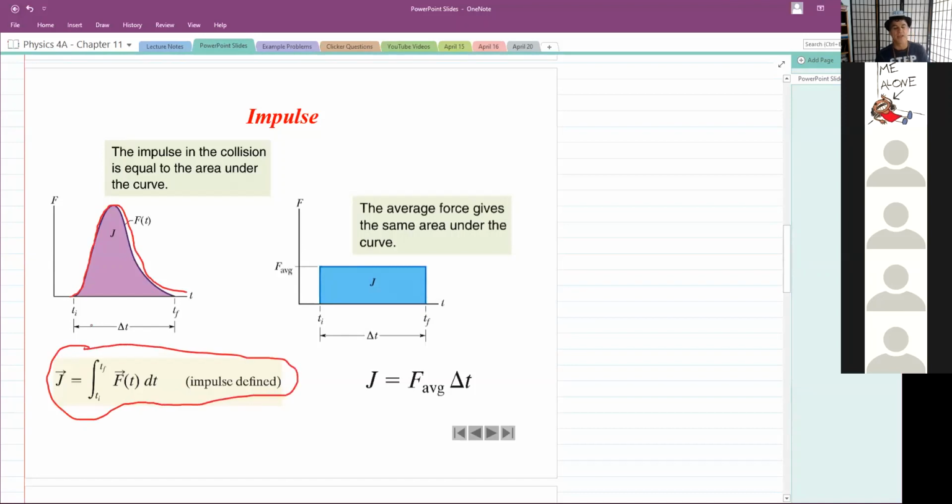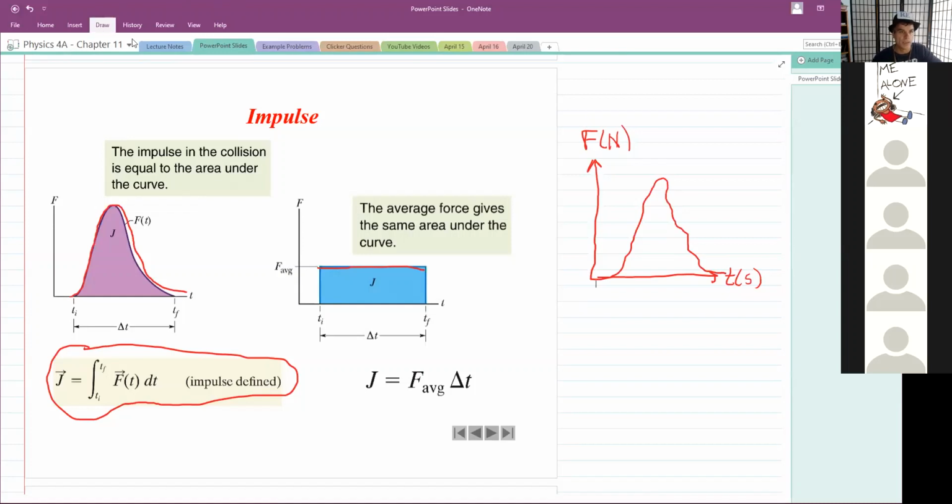But oftentimes, I want to look at what is the average force. And the way that the average force is defined is, it's a constant force that would give you the exact same area under the curve as the real force. So for example, here's my force versus time. So here's my force in newtons versus time. And let's just say the real force looks something like this. It increases to some maximum value and then falls back to zero.